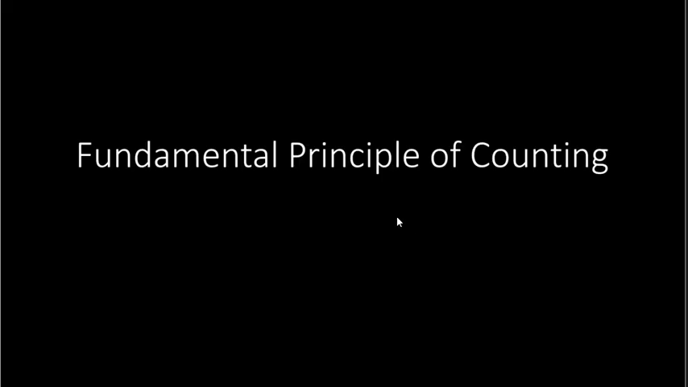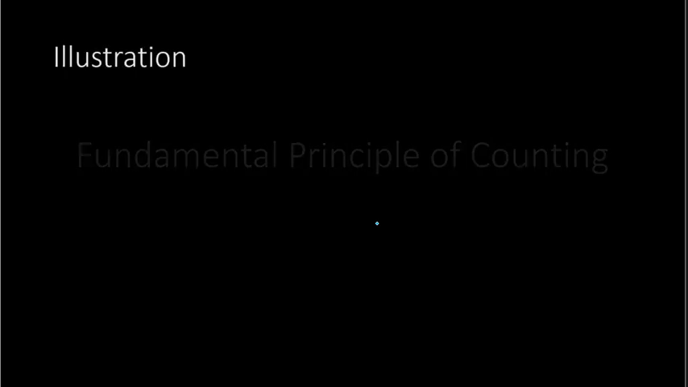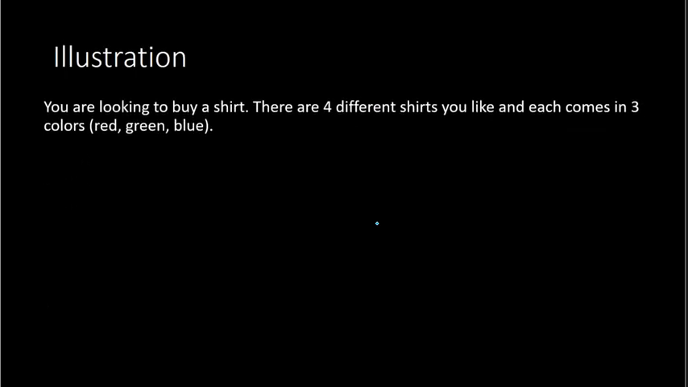In this video, you will learn about the fundamental principle of counting. Now, to illustrate this principle, let's say that you are looking to buy a shirt. There are 4 different shirts you like, and each one comes in 3 colors: red, green, and blue. And the question is, how many possibilities of shirts do you have to purchase?